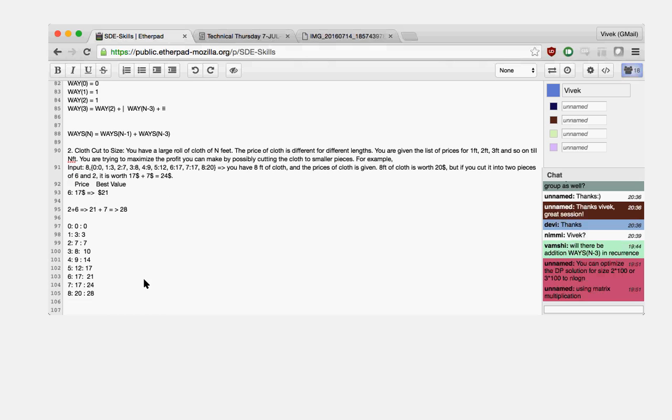Now, the question that Navneet had was, what if it's not linear? What if I didn't have a 3? What if I had just 1, 2, 4, 5, and 6? How would this work? That was the question, right? Sort of, yes. So if we had 1, 2, 4, how would it work?